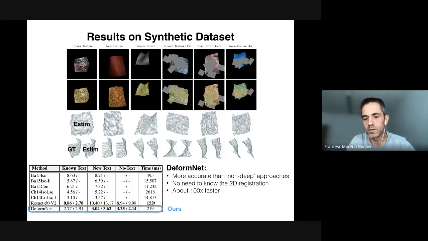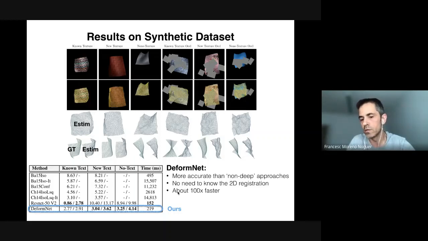The improvement in accuracy was not that large, but the important thing is that we could solve the problem with no need to have 2D registration of the points. These methods needed to know correspondences between the image and a model, which was very hard to obtain. We didn't need that, so we solved it automatically.